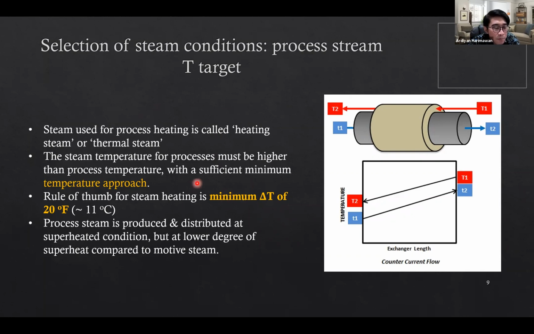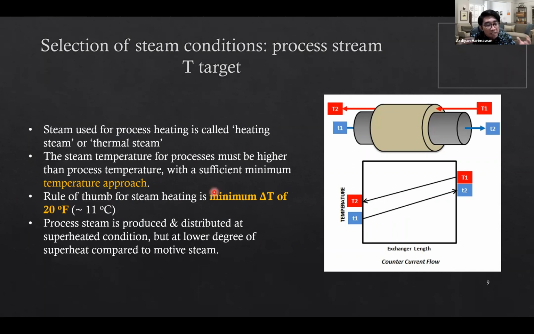Actually there will be some calculation to predict what the temperature of the steam will be, but as a rule of thumb for steam heating, the minimum delta between the process temperature and the steam temperature is around 20 degrees Fahrenheit or 11 degrees Celsius. This is the rule of thumb, but actually you can also calculate it.